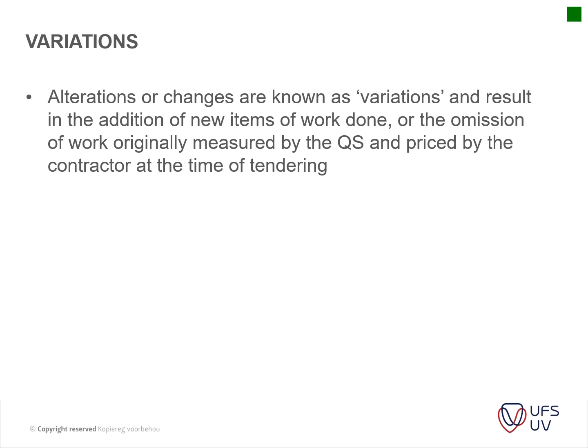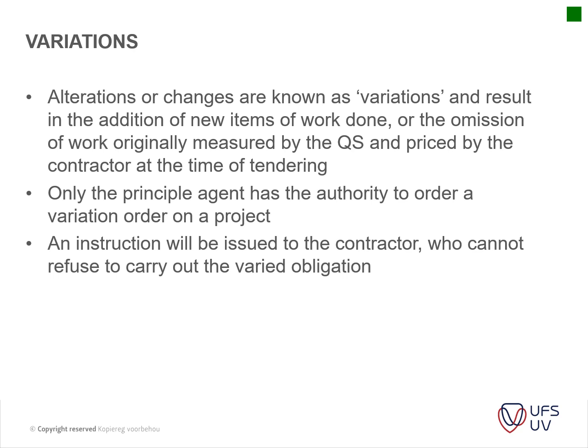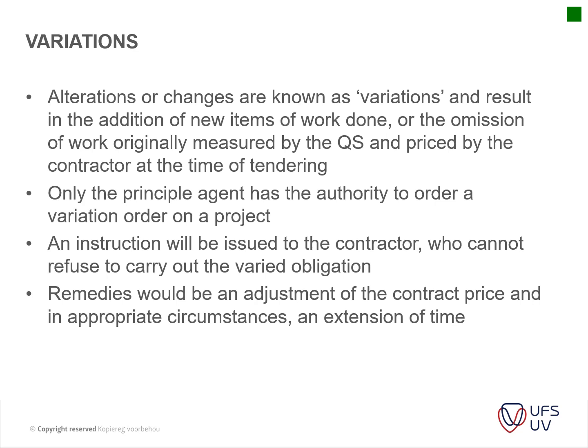So we've got alterations or changes known as variations, and they result in an addition of new items of work or the omission of work originally measured by the QS and priced by the contractor. Okay, so very straightforward. Only the principal agent has the authority to order, amend or issue variation orders on a project. That's contractually. An instruction will be issued to the contractor, who cannot refuse to carry out the varied or changed work. Remedies would be an adjustment of the contract price and, in appropriate circumstances, an extension of time.